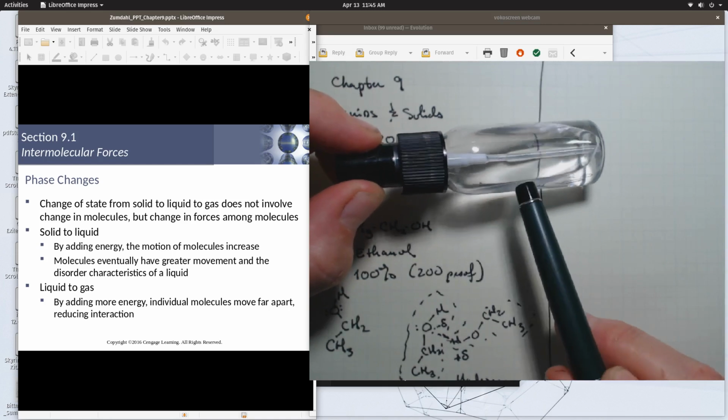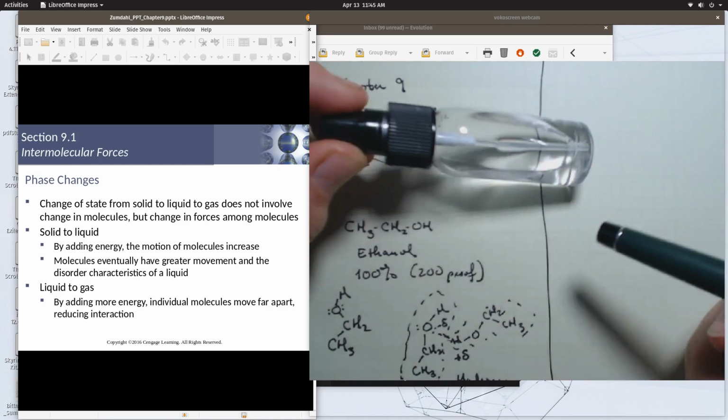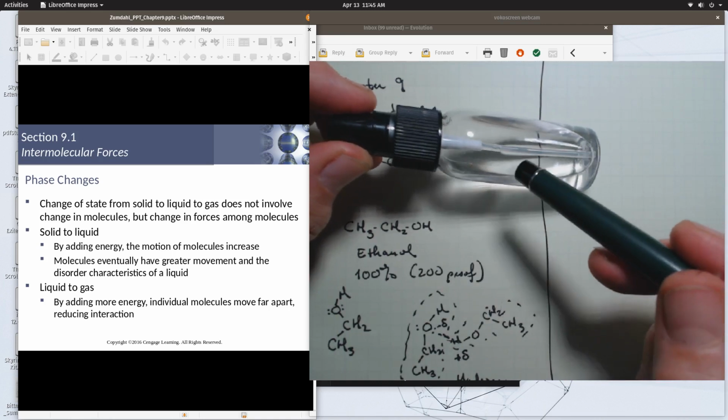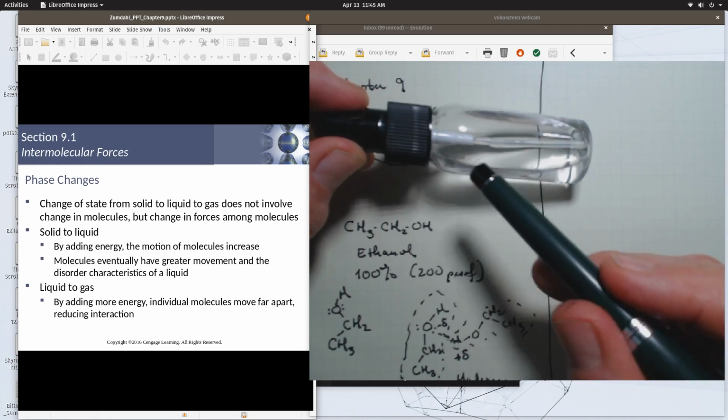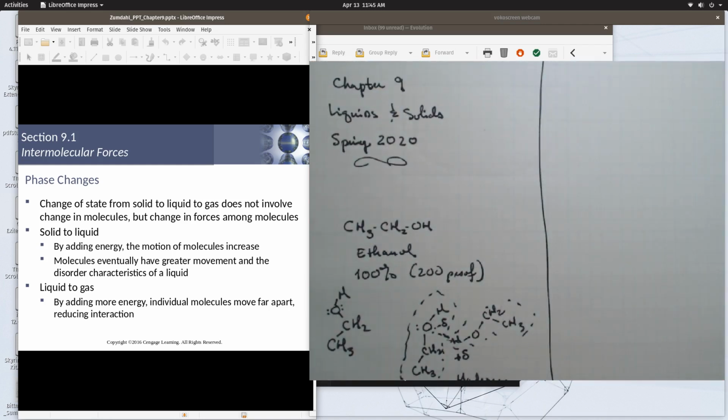A phase change is where you go from one phase to the other, a liquid to a solid, or liquid to a gas rather. That would be the boiling. And you don't change the chemical nature. Ethanol in the gas phase is still an ethanol molecule. You don't change the chemical structure. You simply break these intermolecular bonds. And we can represent that on what's called a phase diagram.